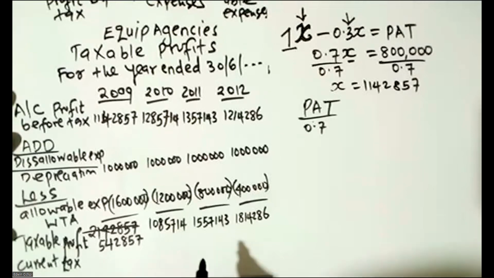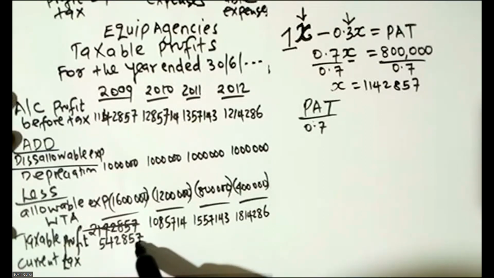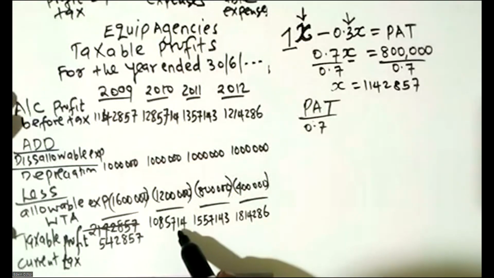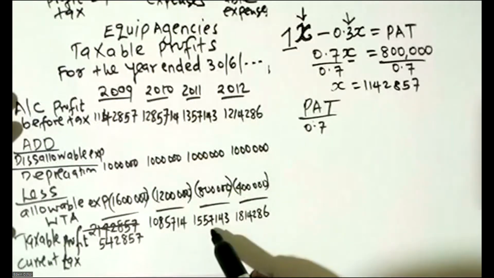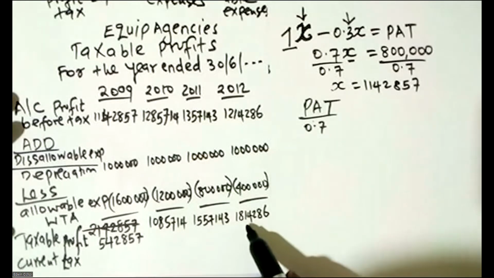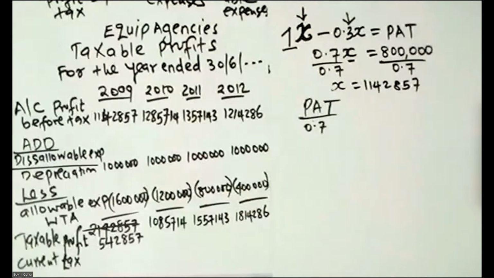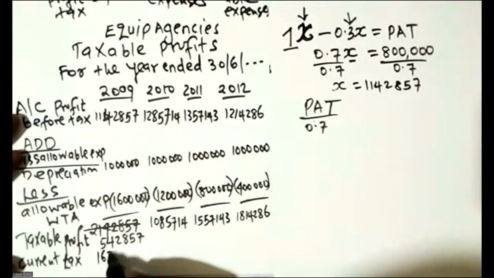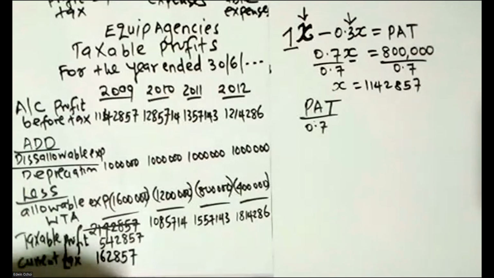So what we have there is the taxable profit, which is 542,857, 1,085,714, 1,557,143, and 1,814,286. So to get the current tax, you just take your taxable profit, you multiply with the tax rate. Like now the tax rate is 30%. So if we take 542,857 times 0.3, the first year it's 162,857. So do the same for the other years.